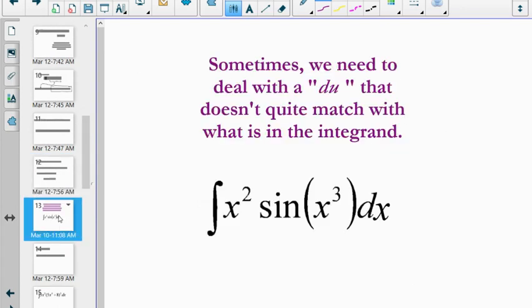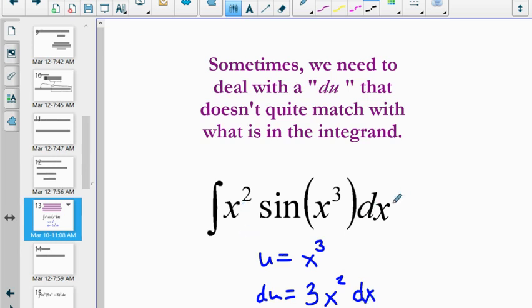All right. As I mentioned before, sometimes it doesn't work out quite so nicely. As I look at this one and I say, what are we going to choose for our u and our du? Well, as I mentioned before, the stuff inside a function is usually a pretty good bet. So I'm going to let u be x to the 3rd power. If u is x to the 3rd power, that means du is 3x squared dx.